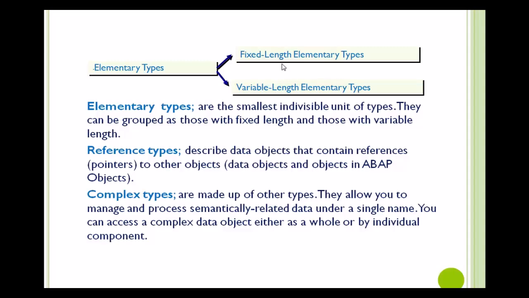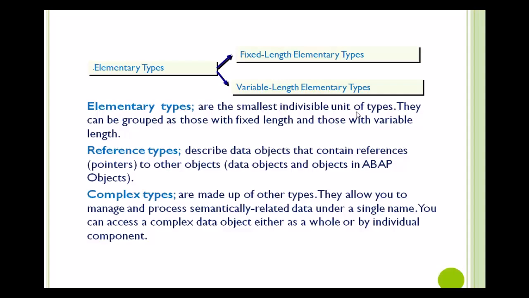When you say fixed length, throughout the program the value will be the same. That is what the keyword constants is for. Through constants you are going to make it a fixed length. A variable length can be changed at any point of time. So by using the data keyword you can create a variable, and the length of the variable can be changed at any time.